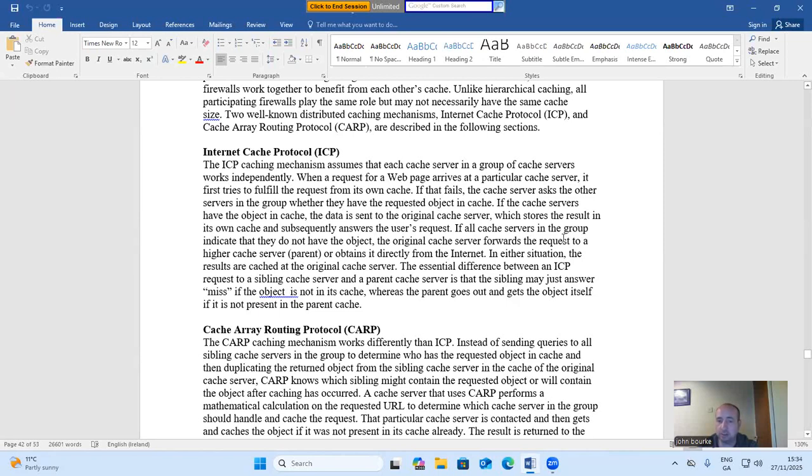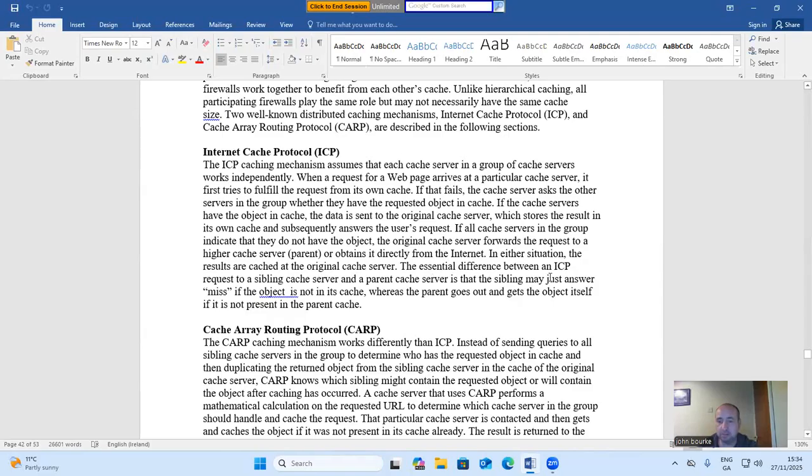If all cache servers in the group indicate that they do not have the object, the original cache server forwards the request to a higher cache server, a parent, or obtains it directly from the internet. In either situation, the result is cached at the original cache server.